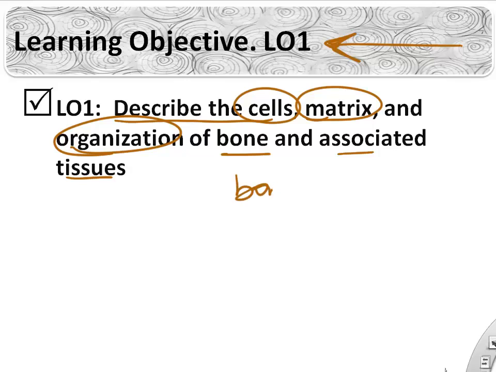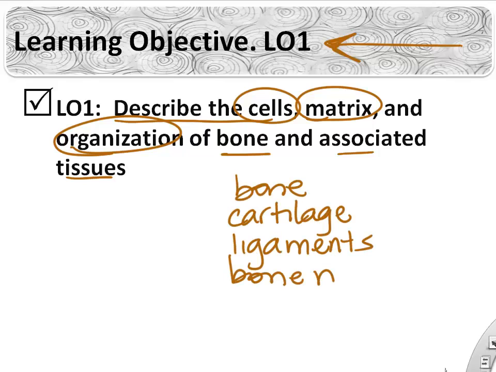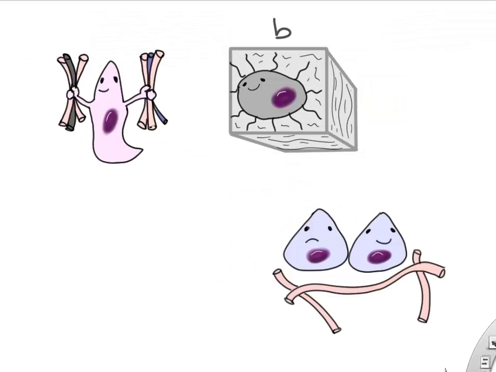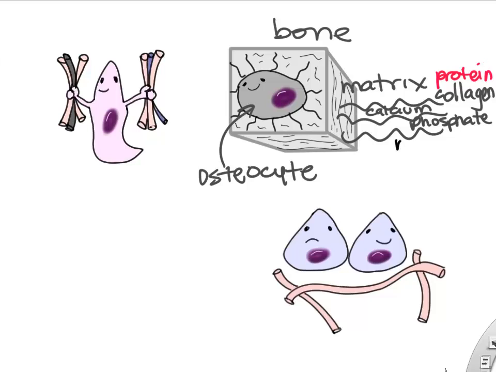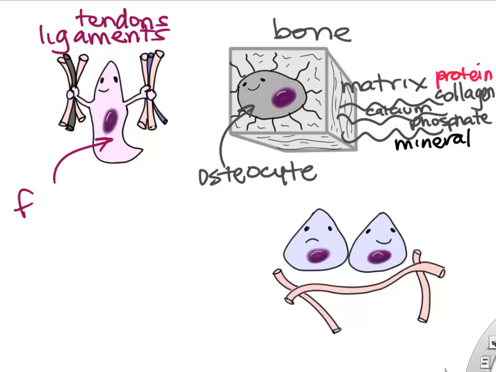bone and associated tissues. So we'll mention a little bit here about cartilage and ligaments, but mainly we'll focus on bone and bone marrow. So if we look at bone, the cell we've learned so far is the osteocyte. The extracellular matrix around those cells is mainly collagen protein, as well as the minerals calcium and phosphate. And that's what gives bone its hardened extracellular matrix: the calcium, phosphate, and mineral.